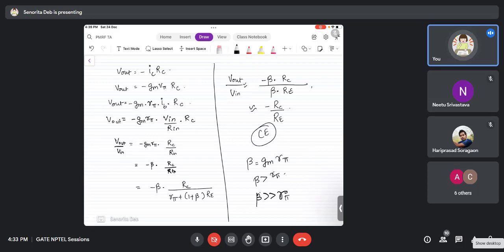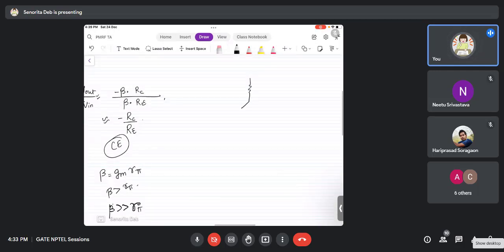And in GATE it is seen that many times these kind of questions are asked for 1 mark. They will give you the circuit like this, and they will say beta is very high, this is 10k, this is 1k, and they will say beta is very high, find the voltage gain.